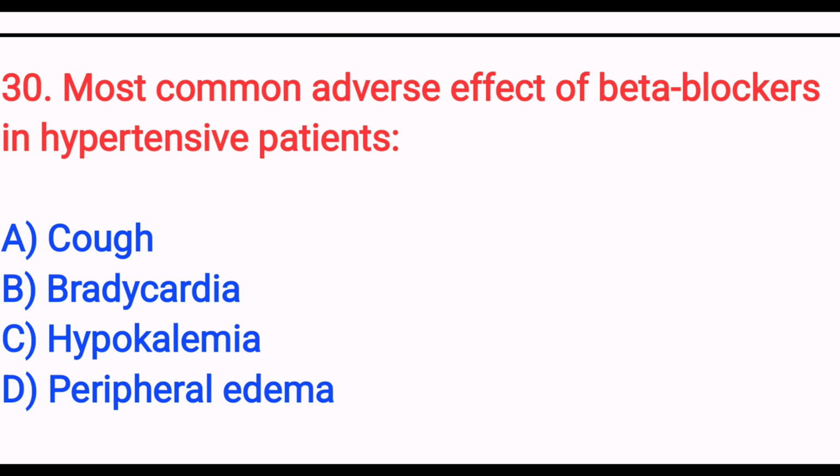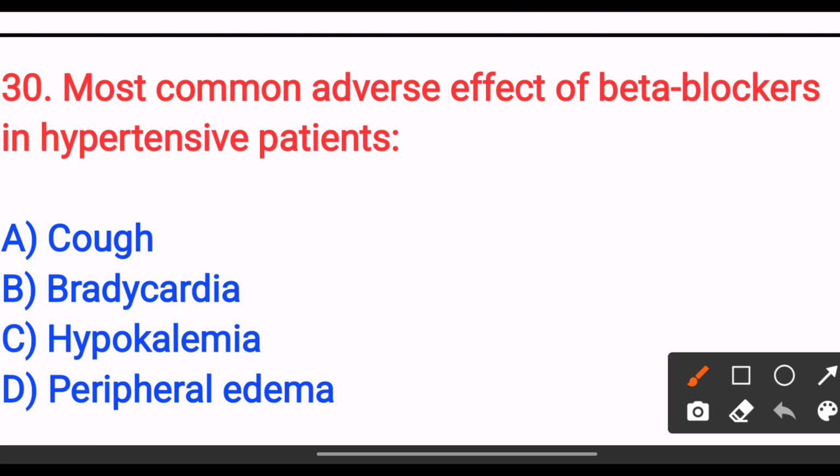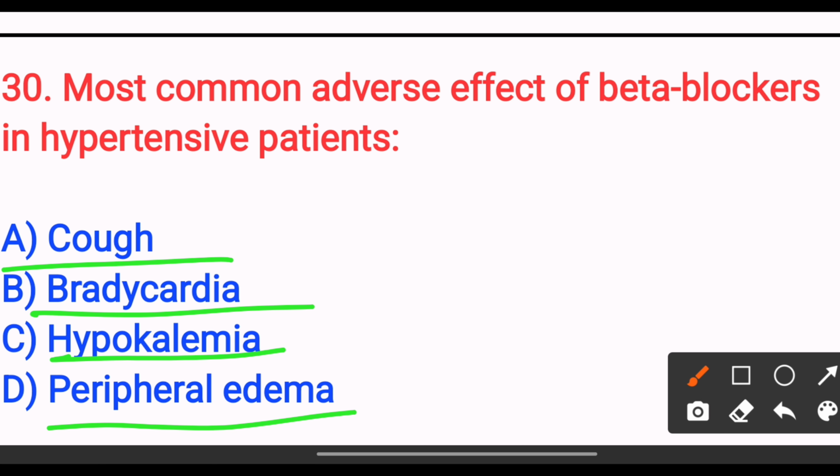Most common adverse effect of beta blockers in hypertensive patients is option A, cough. Option B, bradycardia. Option C, hypokalemia. Option D, peripheral edema. The answer is option B, bradycardia, because beta blockers can decrease the heart rate leading to bradycardia.